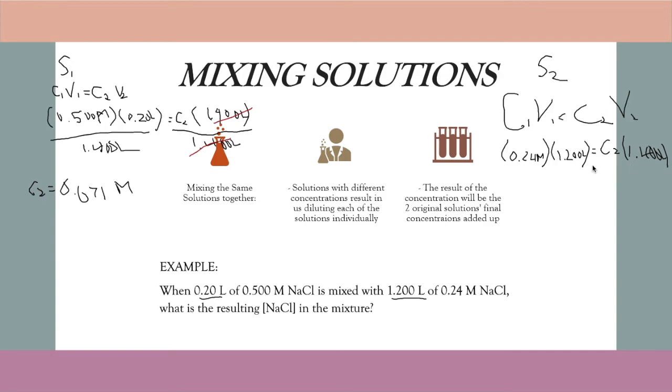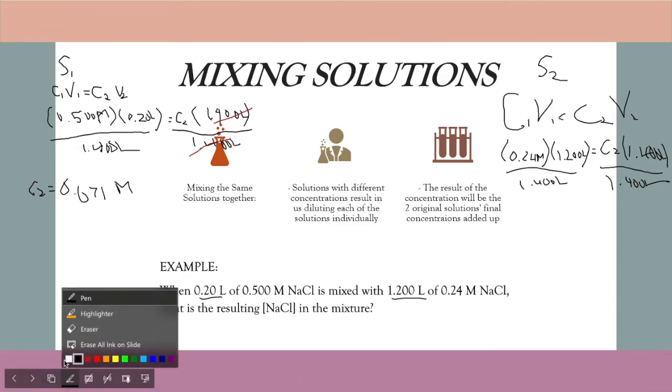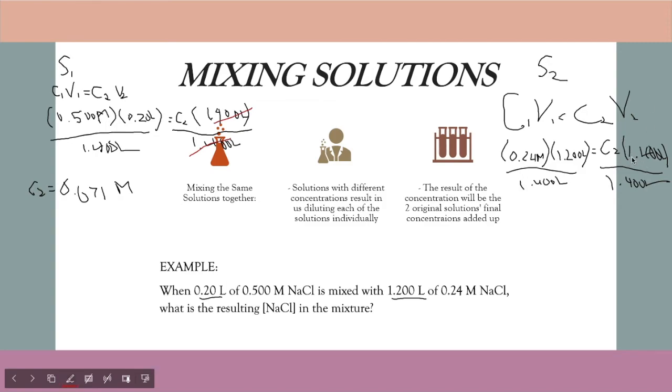And then we are going to divide both sides by 1.400 liters once again to cancel it out and leave the unknown variable alone. So if we type this in our calculator, it's 0.24 times 1.2, which gives us 0.288. And then that divided by 1.400 gives us approximately 0.206 molarity. And now our final step is we have to add these two together.